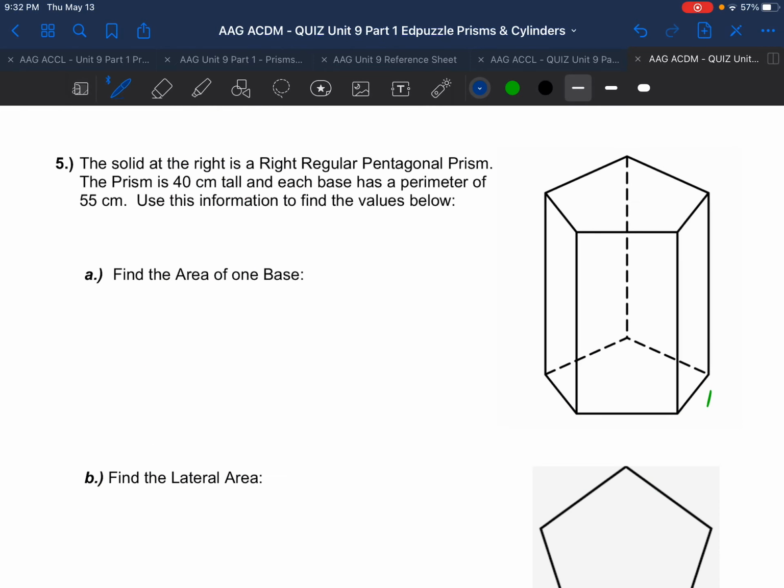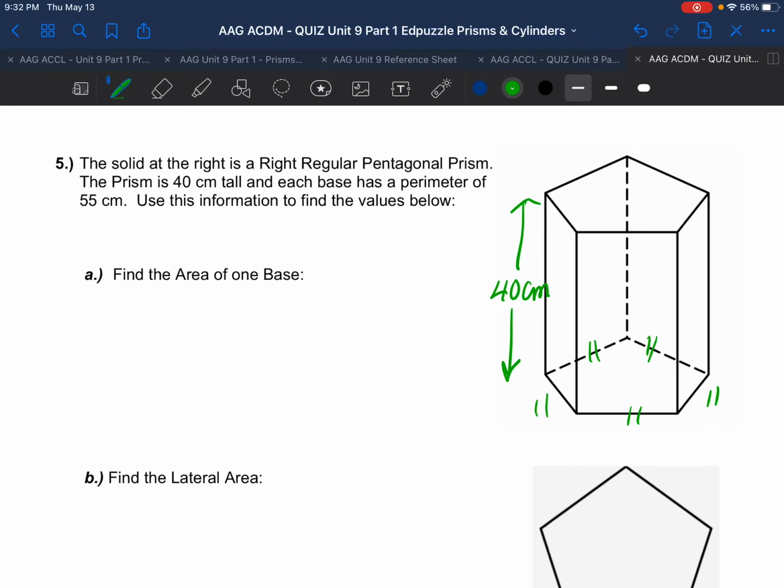Okay, guys, this brings us to our last question for the quiz, number 5. The solid at the right is a right, regular, pentagonal prism. Right, so we have 5 sides on a base. It stands straight up. The bases are perfect, and the bases have 5 sides. The prism is 40 centimeters tall. So let's go mark that. Okay, there's your 40 centimeters. It's 40 centimeters tall, and each base has a perimeter of 55 centimeters. All right, ladies and gentlemen, so this base perimeter is 55. So 55 divided by 5 will give us 11 all the way around.